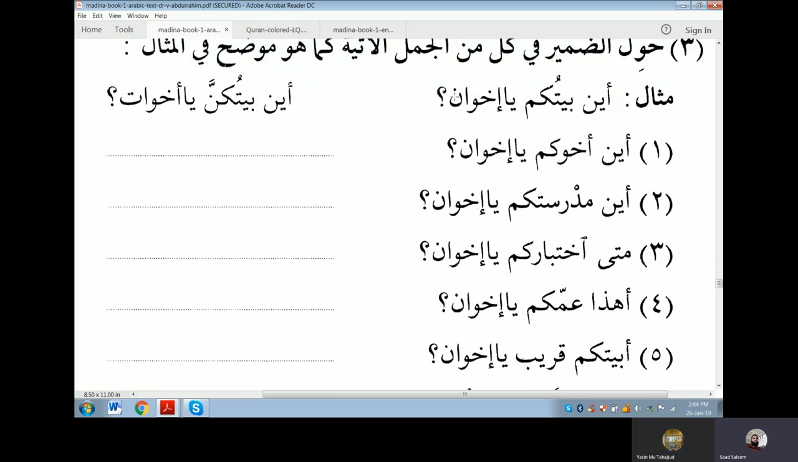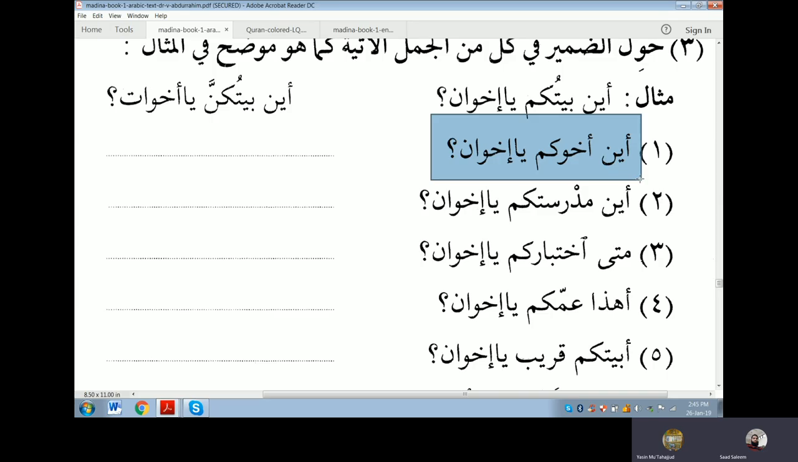For example: Aina baytukum ya ikhwan. The word kum is zamir, the word kum is pronoun. Where is your house, brothers? The feminine of kum is kunna. Kum is used for masculine only, that's why we have written ikhwan here. And kunna is used for feminine only, that's why we have written akhawat here. Aina baytukunna ya akhawat. Where is your house, sisters? So do this in all of them, okay? Inshallah.